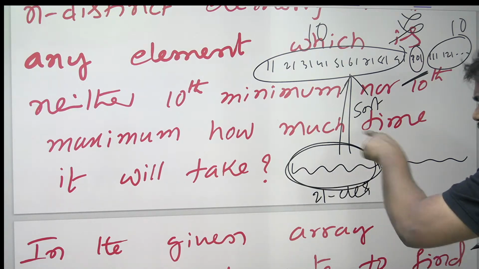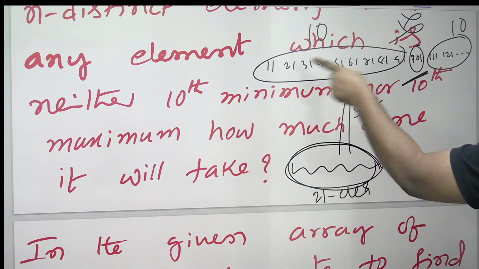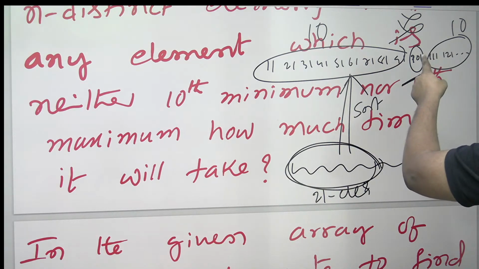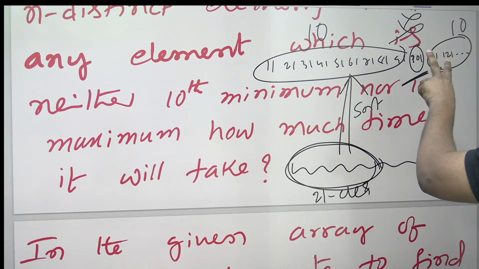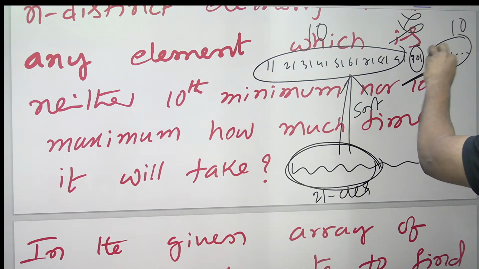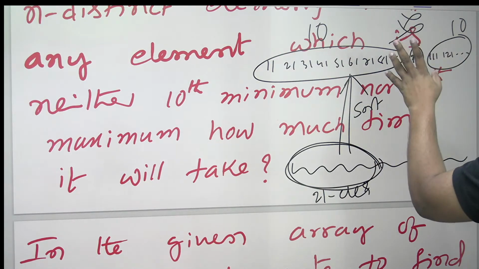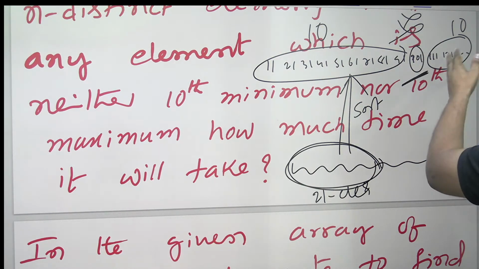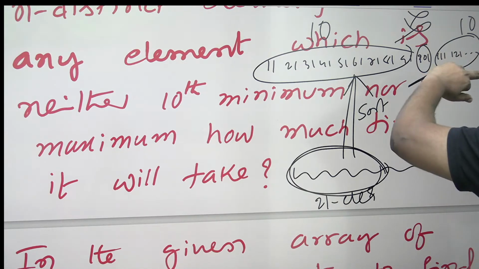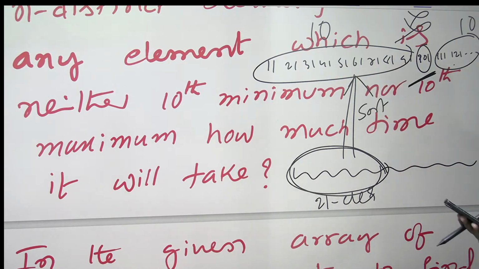Take the first 21 people, sort them. After sorting, take the 11th person. Because if you take the 11th person, less than him 10 people, so he cannot be 10th minimum. More than him 10 people, he cannot be 10th maximum. He is neither 10th minimum nor 10th maximum.